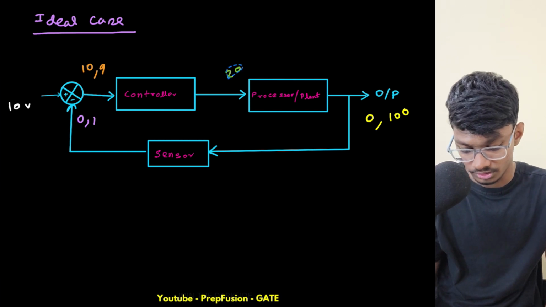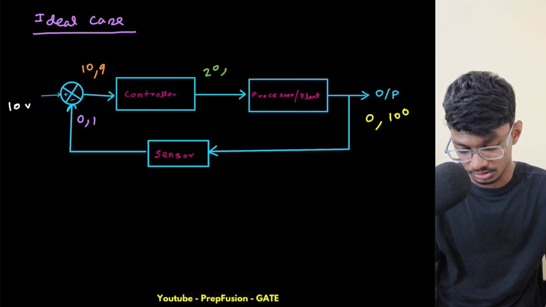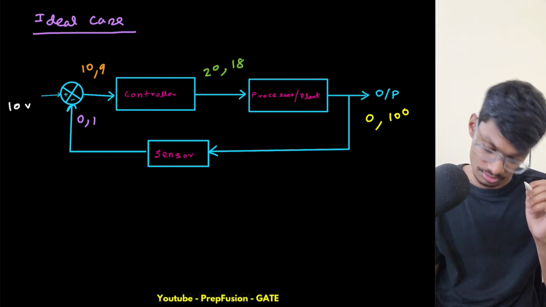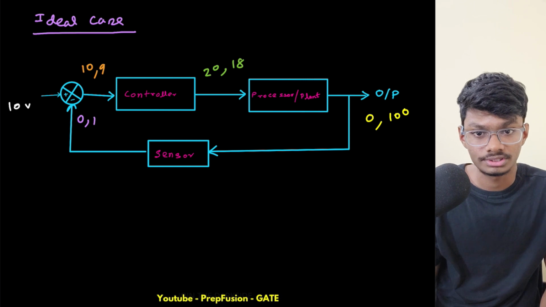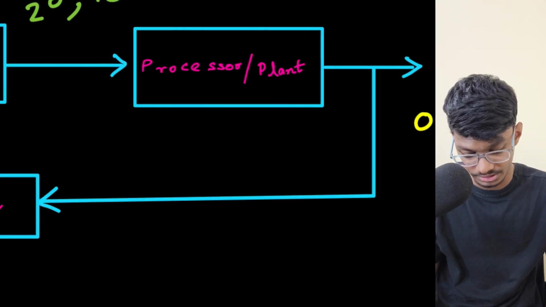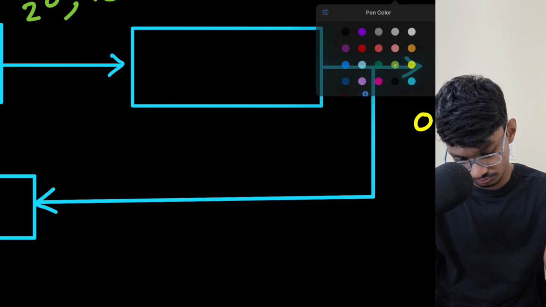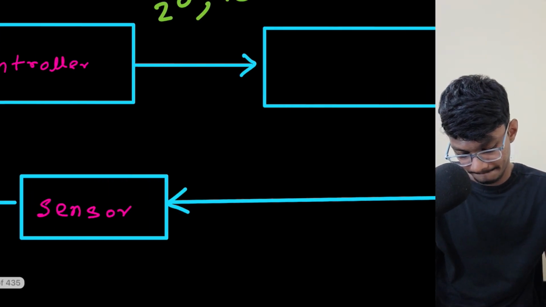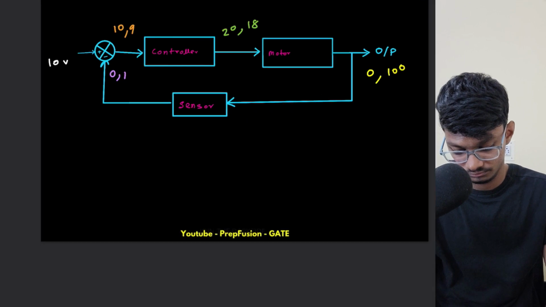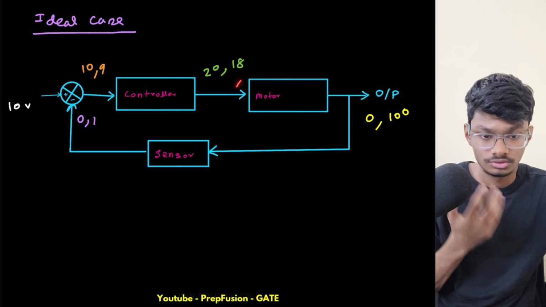Linear scale. So the input to the motor will this time be 18. The input to the motor is 18. Now if the input to the processor is 18, what will happen? The motor basically. So this is motor, sorry. I'll just change it to motor. So this is 18 and this is the input to the motor.